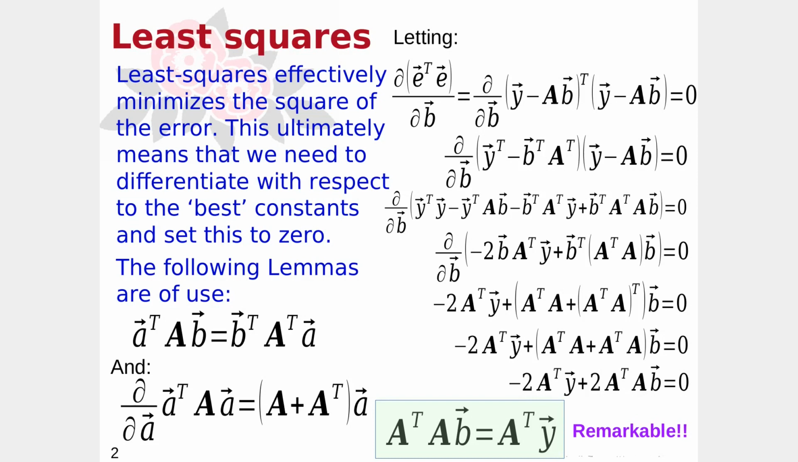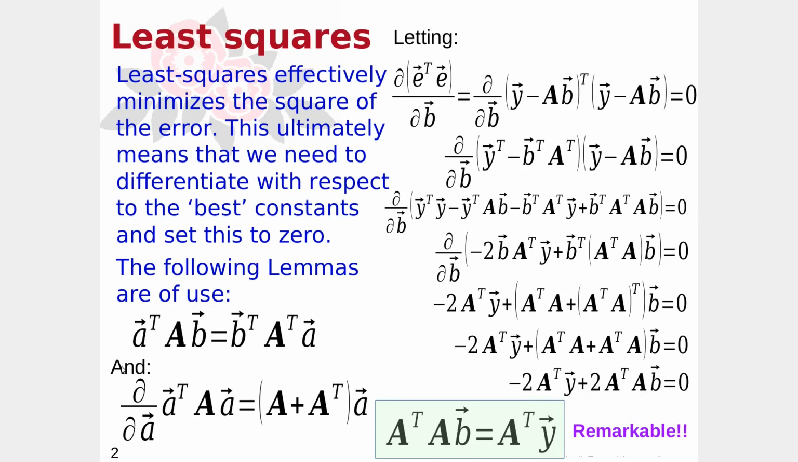As e is a column vector, then the transpose of e times the vector e would render the square of the errors, and what we need to do is differentiate this with respect to the vector b and set the result equal to 0. The following lemmas are of use from linear algebra.